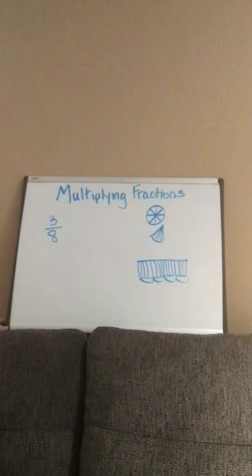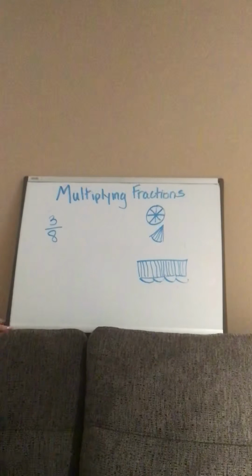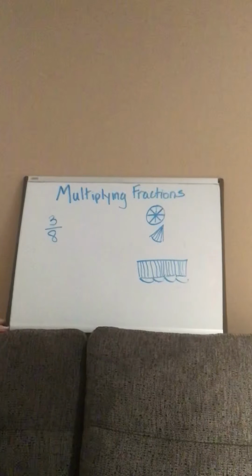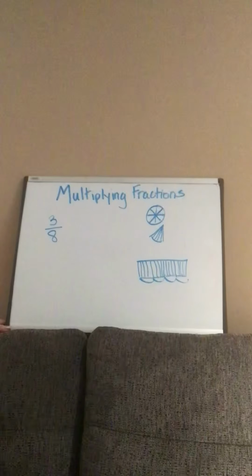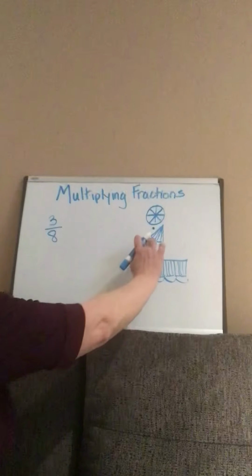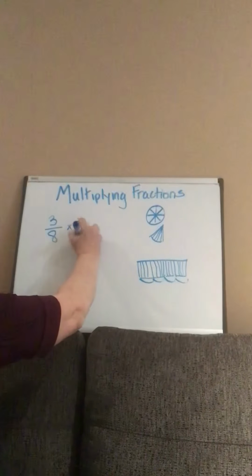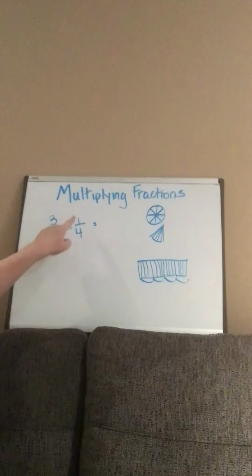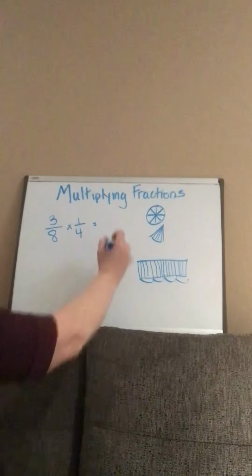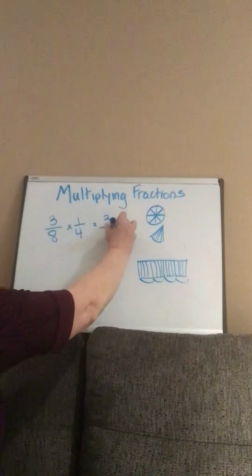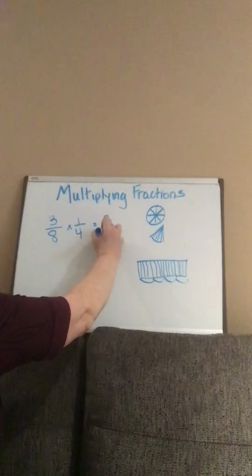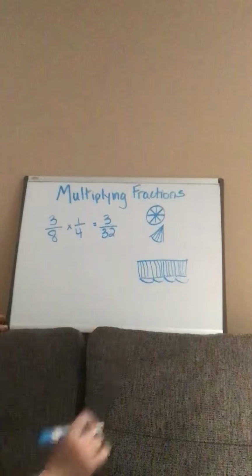And then more of our friends show up and I realize I have to cut that pizza into smaller pieces, and each piece is going to be cut into 4s. So we're going to now say each piece is going to be cut into 4s. How many pieces of pizza are you going to get? Well, 3/8 times 1/4. 1 times 3 is 3. And 4 times 8 is 32.